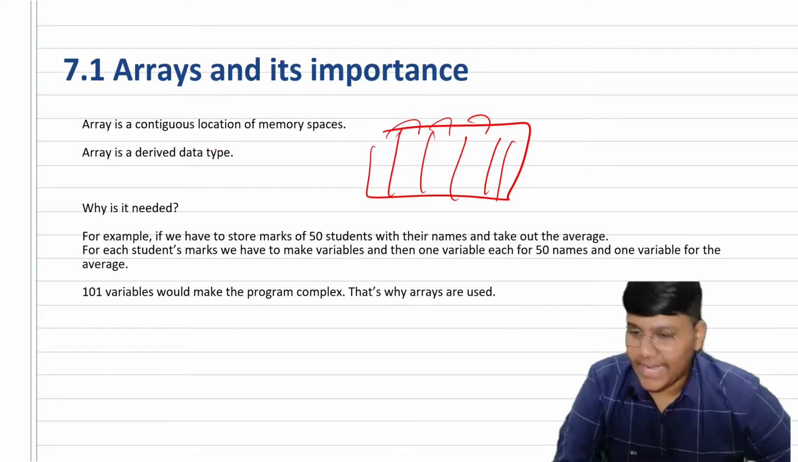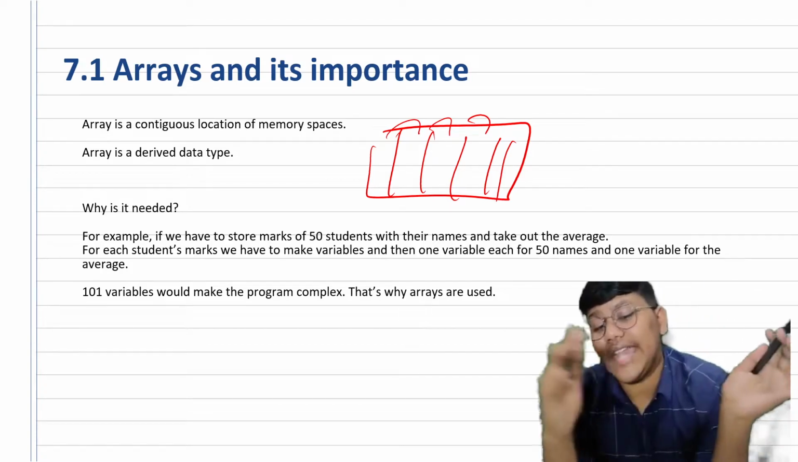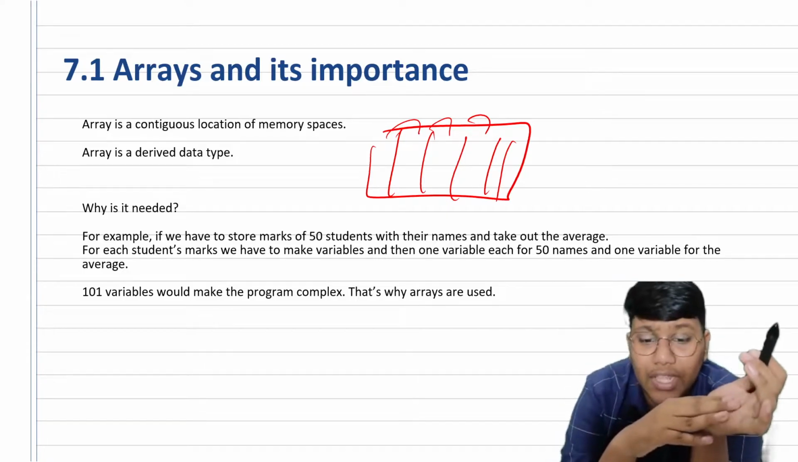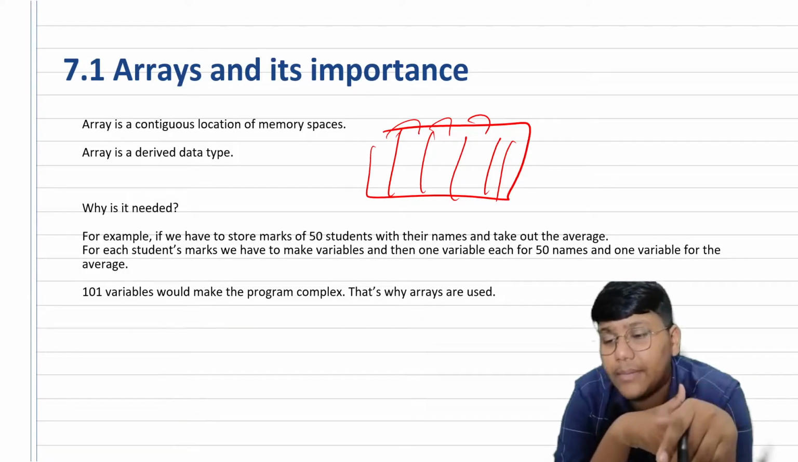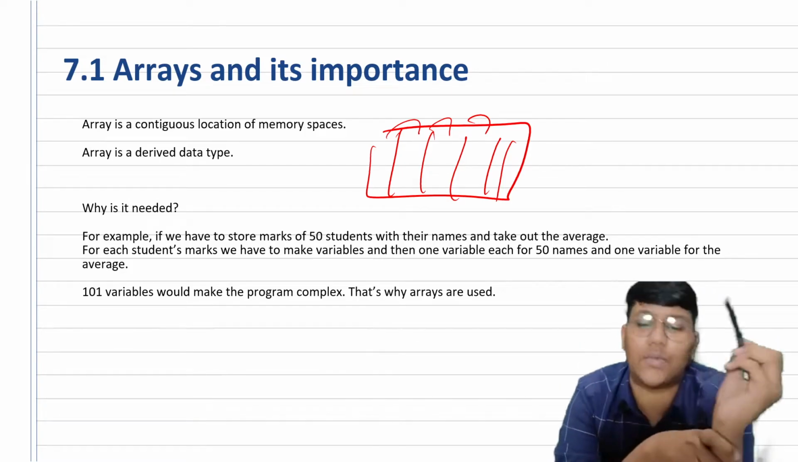Now why is an array needed? For example, if we have to store marks of 50 students with their names, and take out the average. For each student's marks, we have to make variables, then one variable for each of the 50 names, and one variable for the average. 101 variables would make the program complex. That's why arrays are used.